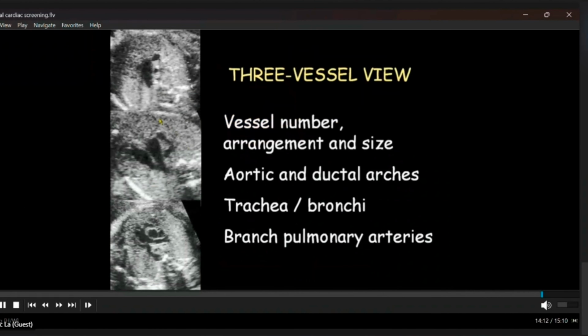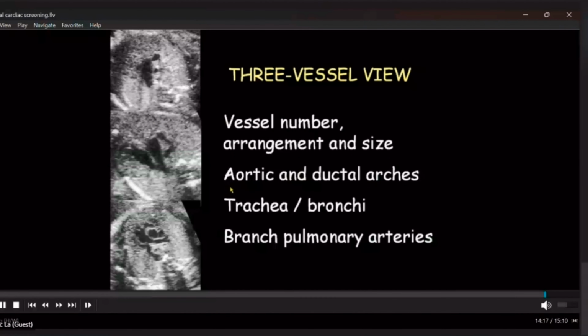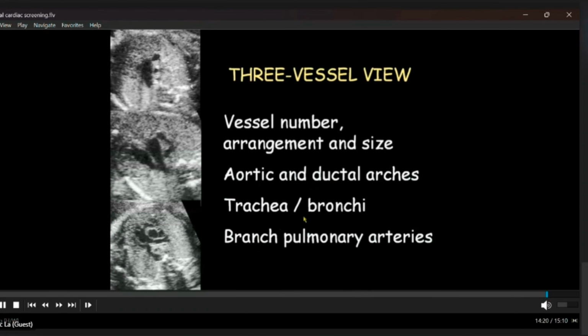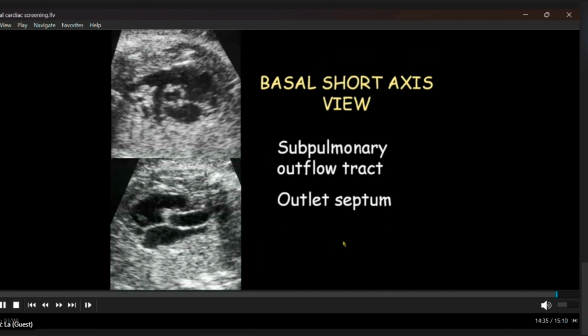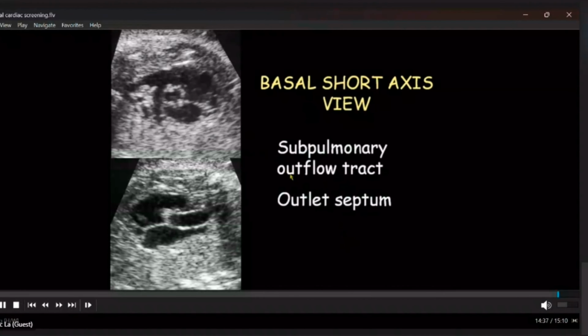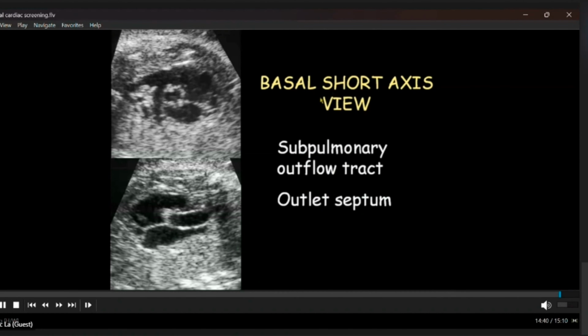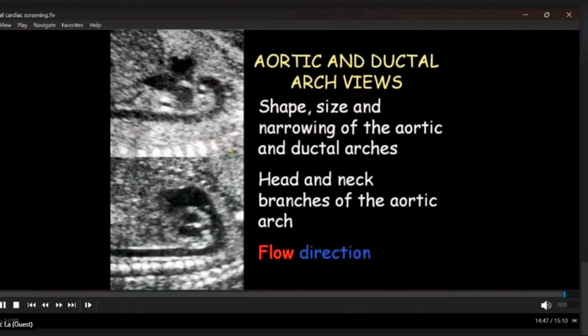The three vessels view, we look at the vessels, the number, the arrangement and size. We look at the aortic and ductal arch, trachea and bronchi, which I'm not the expert to look for, and the branch pulmonary arteries. The left and right ventricular outflow tract, we look at the crossing nature and patency of the outflow tracts and septal integrity. Subpulmonary outflow tract, we look at it in the short axis view. We also look at the outlet septum if there is any hypertrophy and obstruction or septal defect.